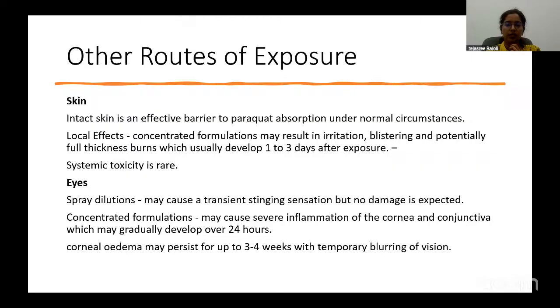Patients can have exposure to the eyes, especially during sprays. They will have a transient tingling sensation and will not suffer any damage. But when a concentrated formulation is exposed to the eyes, there might be severe inflammation of the cornea and conjunctiva, usually developing within 24 hours of the exposure. Loss of corneal and conjunctival epithelium and iritis are possible, and these might lead to secondary infections, and there might be residual corneal scarring in these patients. Corneal edema, if present, will persist for 3 to 4 weeks, and there will be chances of temporary blurring.